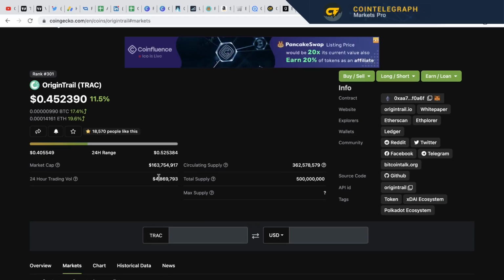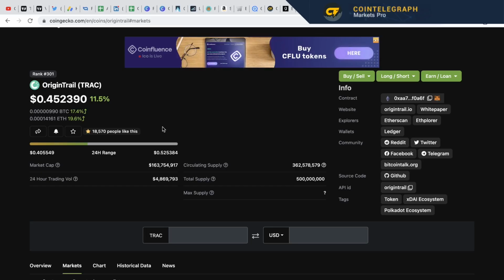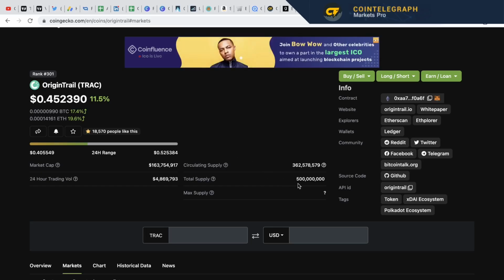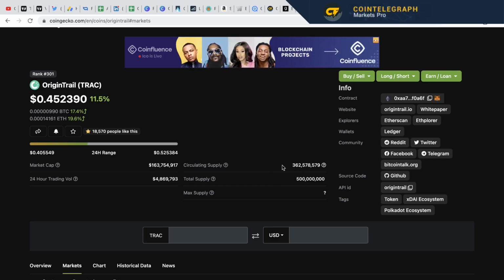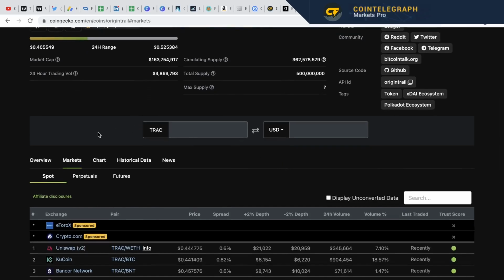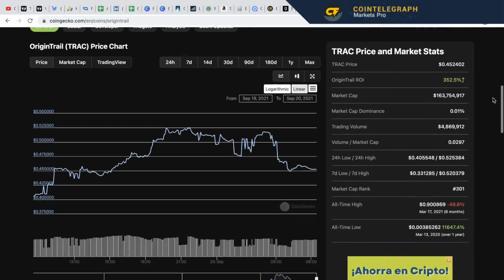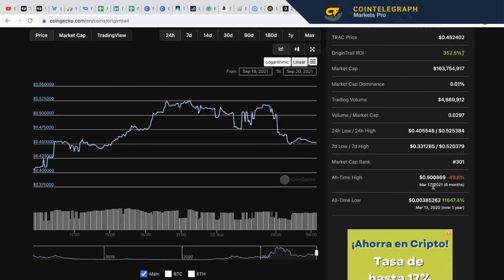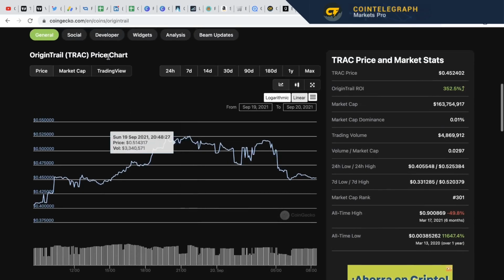Market cap $163 million, and we are ranked number 301 out of all cryptocurrencies. Total supply there, 500 million, currently in circulation 362 million. Key point I want to just take a look at, if we look at overview, is the all-time high. 6 months ago we did hit 90 cents, so we're close to 50% down on those all-time highs.